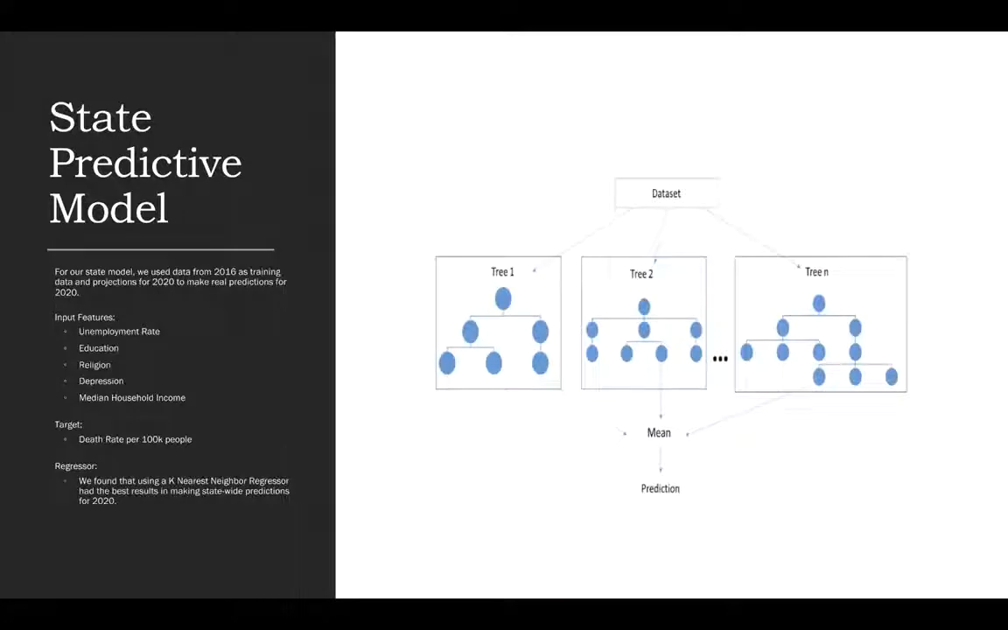For our state model, we used data from 2016 as training data and projections for 2020 to make real predictions for 2020. For our input features, we used unemployment rate, education, religion, depression, and median household income, and our target was death rate per 100,000 people. We found that using a k-nearest neighbor regressor had the best results in making statewide predictions for 2020.